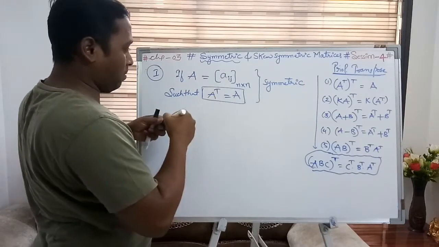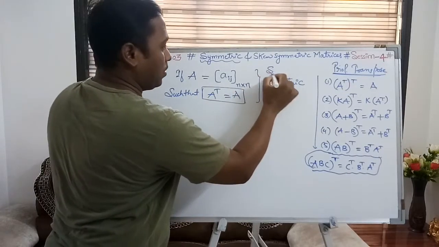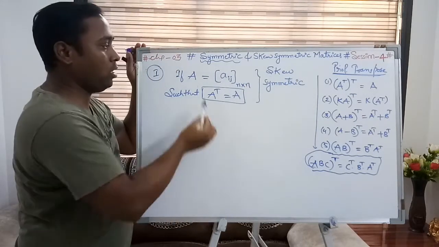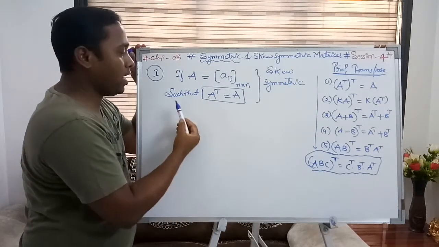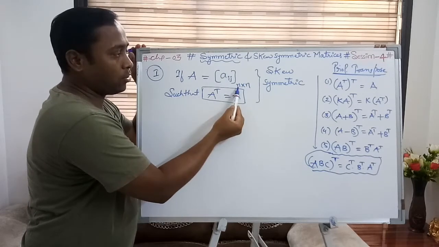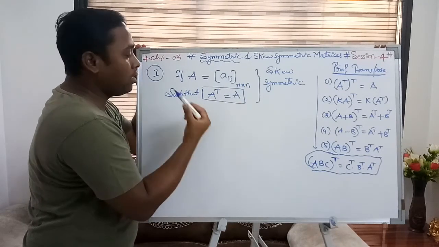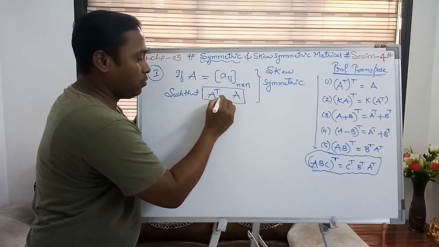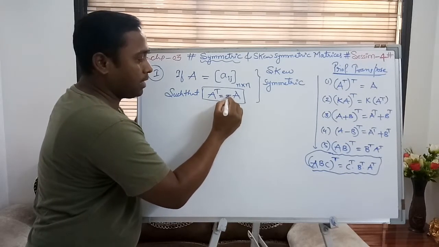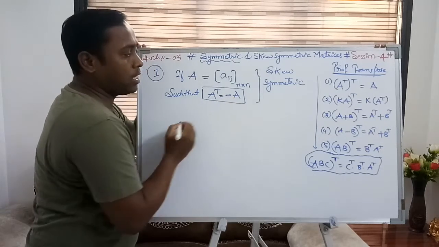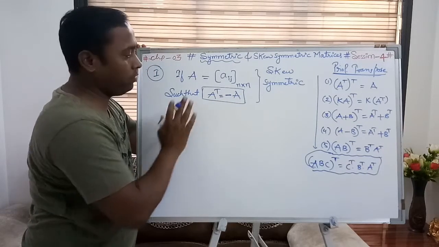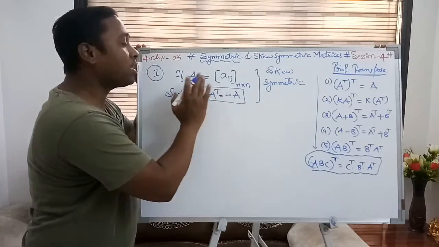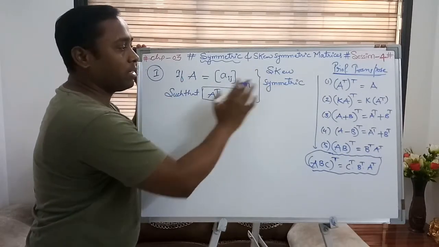What is a skew symmetric matrix? A skew symmetric matrix is also defined on a square matrix, where A is a square matrix of order n by n, such that A transpose is equal to minus A. Remember, A transpose is equal to minus A. If a square matrix satisfies this condition, it is known as a skew symmetric matrix.